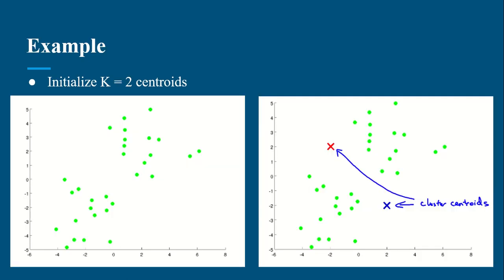So let's have a sample data set. The image on the right consists of all the data points in our data set represented by the green dots. Then we initialize k equal to 2 centroids. So we create two centroids marked with a red cross and with a blue cross.